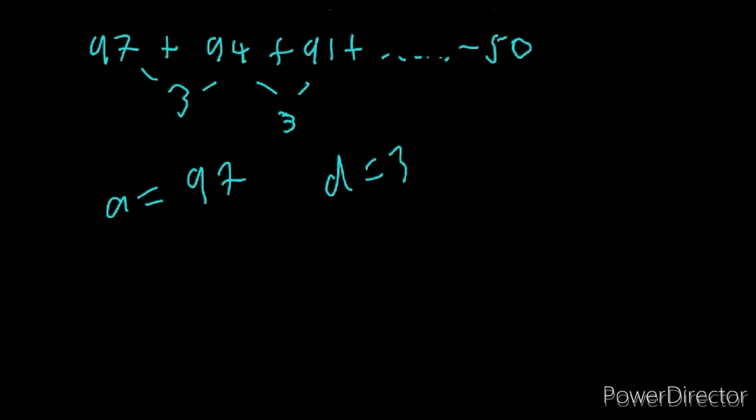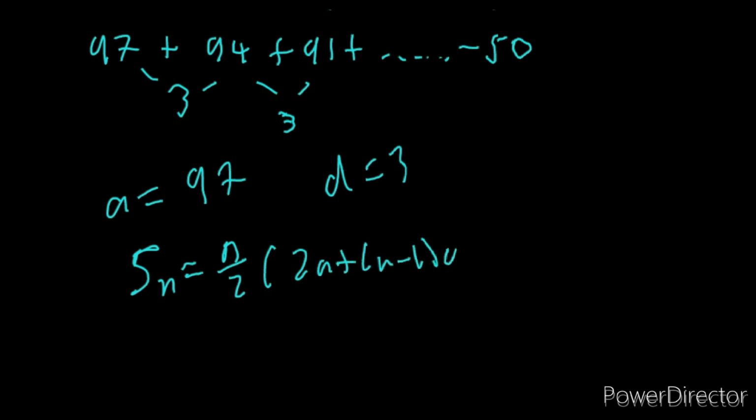We have to use the sum of arithmetic since this is arithmetic. So we're going to say Sn is equal to n over 2. Then, if you want, you can use 2a plus n minus 1 d. But notice we already know the value of the last term, so we can as well substitute it. As a matter of fact, I'm going to do it both ways.